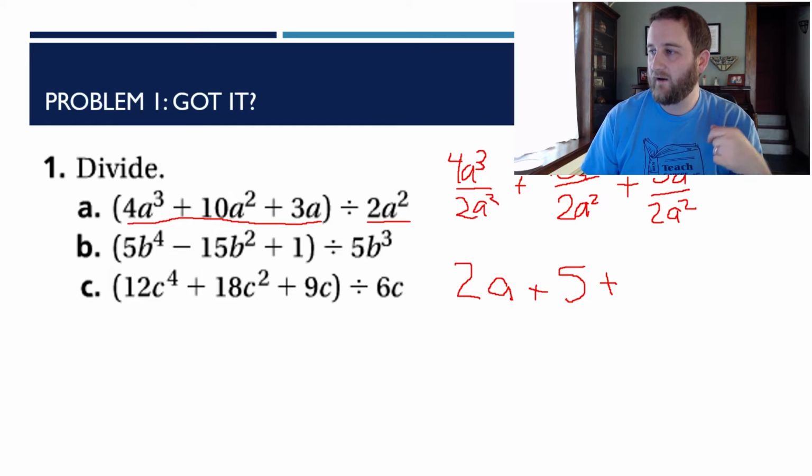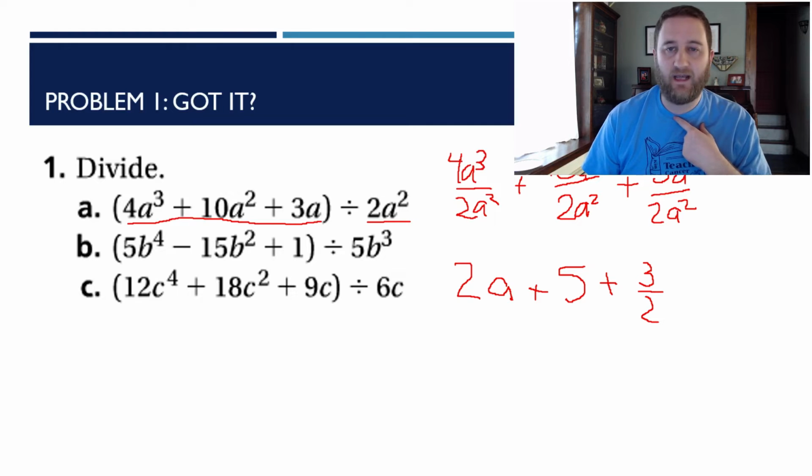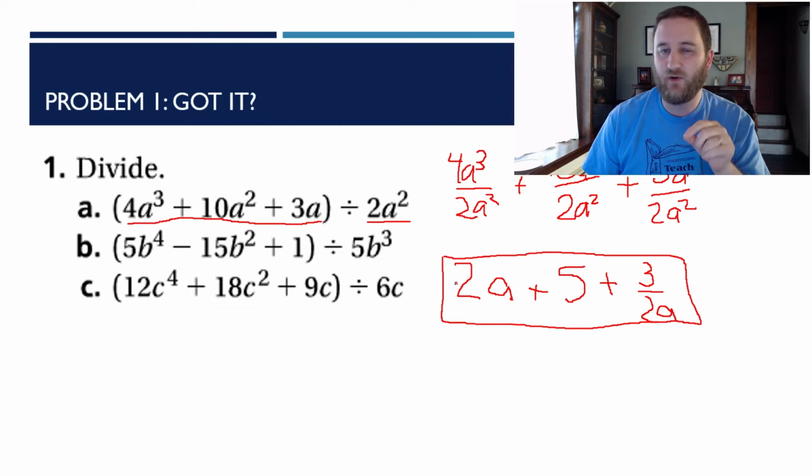Now we're going to add our final one. We've got 3 divided by 2, and I would really just say keep this as 3 over 2, because that can't reduce any further. And then a over a squared, remember our bigger exponent is on the bottom, so our variable is going to stay on the bottom with the 2. 2 minus 1 is just 1, so it's just going to be a to the first power. So the solution here to the first one is 2a plus 5 plus 3 over 2a. So hopefully you got that right.